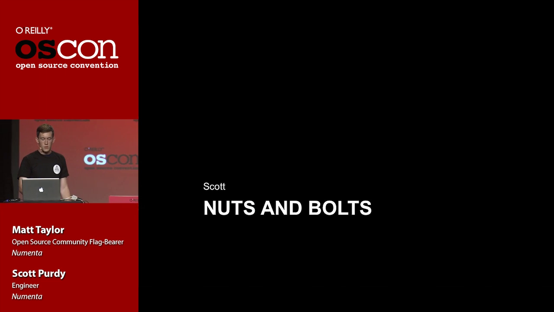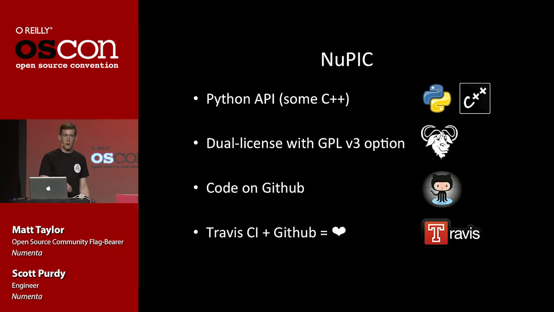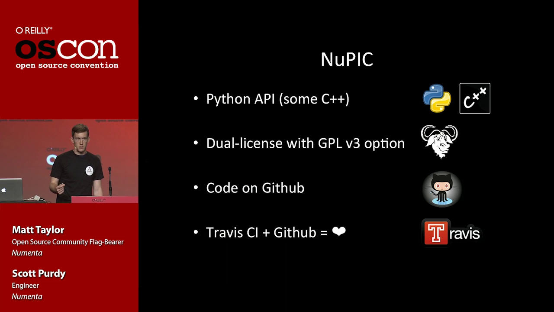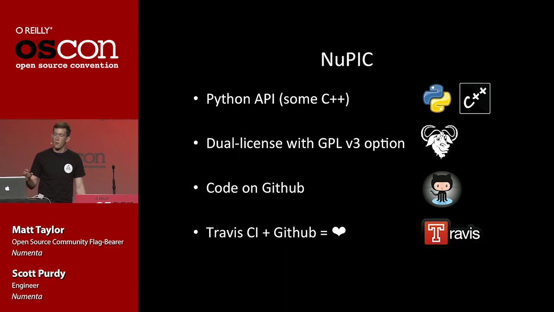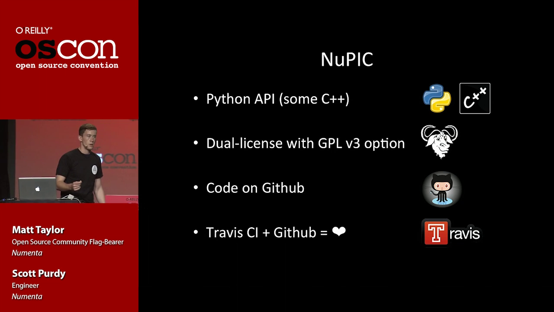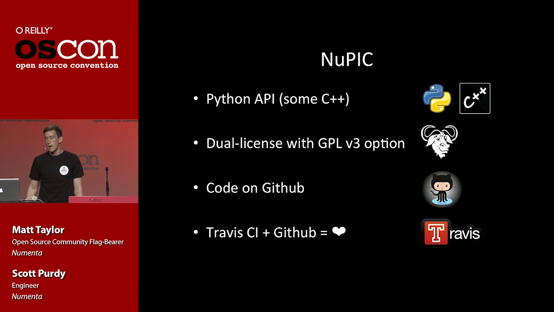So first off, just some high-level points. This is a Python API right now. Some of the code is implemented in C++, and we're hoping to move more of the code into C++ so we can build bindings for other languages. But right now, it's a Python interface. It's up on GitHub under a dual license. If you get it off GitHub, it's going to be GPL v3. If you don't want the restrictions of that, you can come and talk to us.